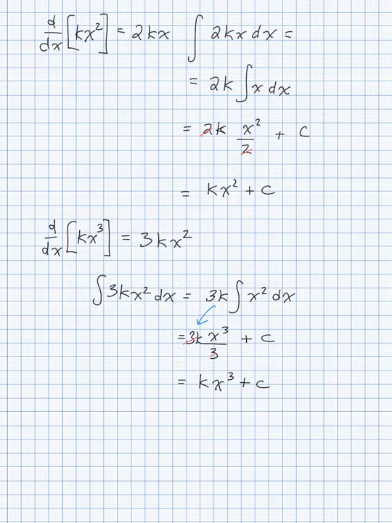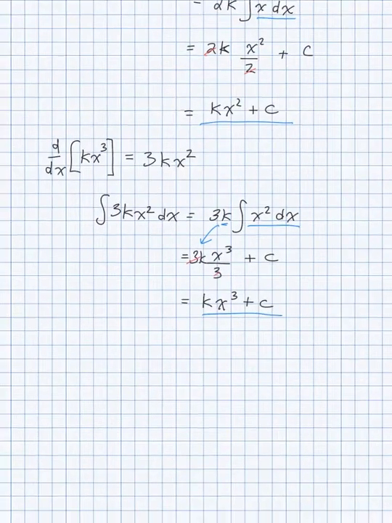So above, we were integrating x dx, and we're trying to get back to kx squared, and so we end up with kx squared plus c. Here we were integrating x squared dx, and we get x cubed plus c. We have that constant in there to keep track of. So let's look at one more.